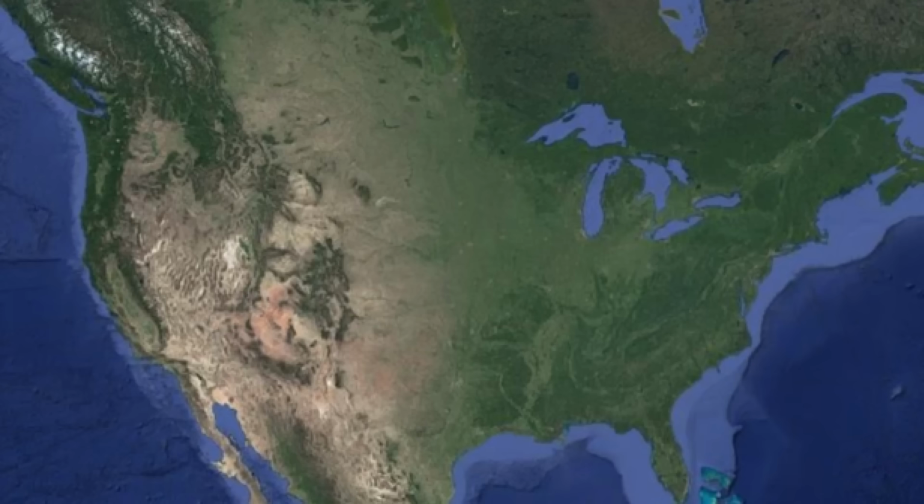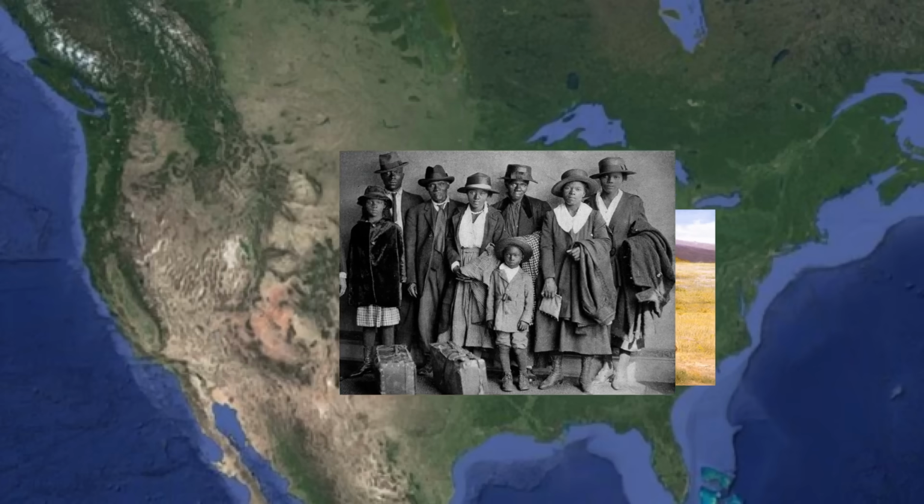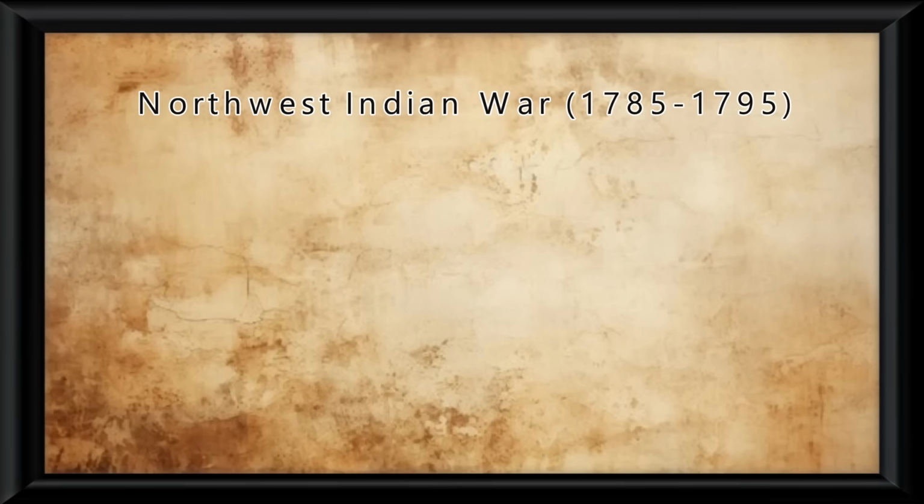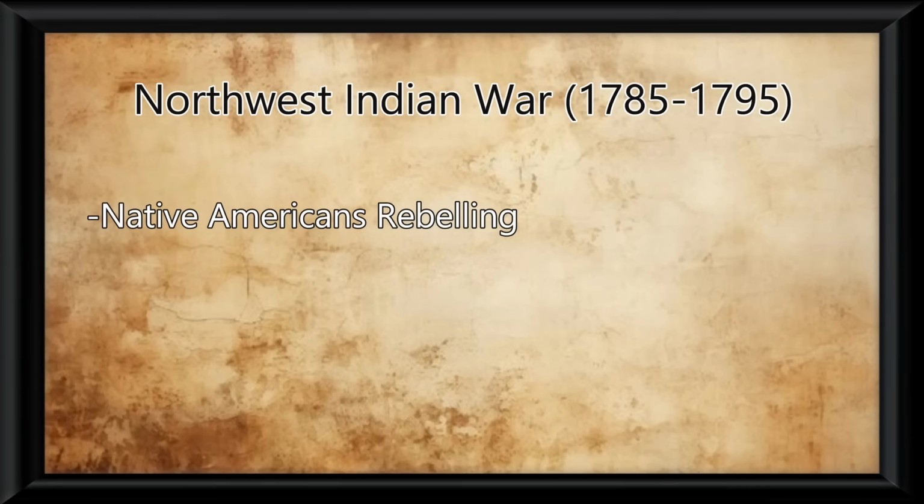The issue of this is that these migrants were encroaching on Native American land. This made Native Americans rethink their alliance with the US and start something known as the Northwest Indian War, and rebel, with some examples being St. Clair's defeat and the Battle of Fallen Timbers.